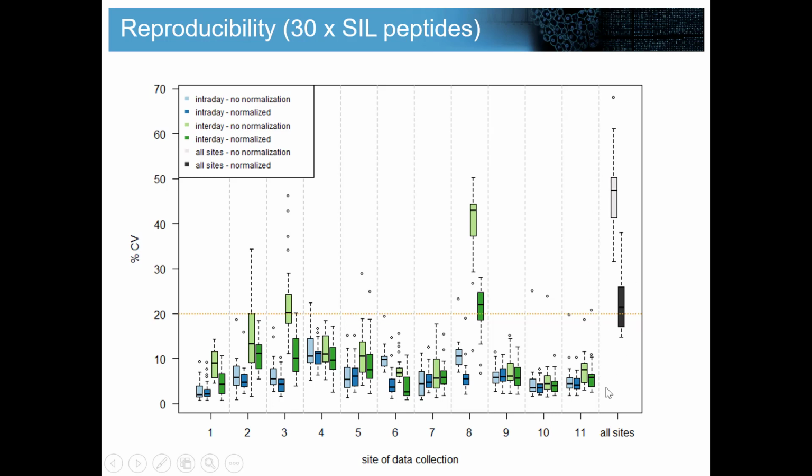What's also interesting is this coefficient of variation. This is the within-site coefficient of variation here, these blue and green boxes. But you can also look at the coefficient of variation across the whole data set, right? So this is the CV for 229 files. And this is label-free, right?